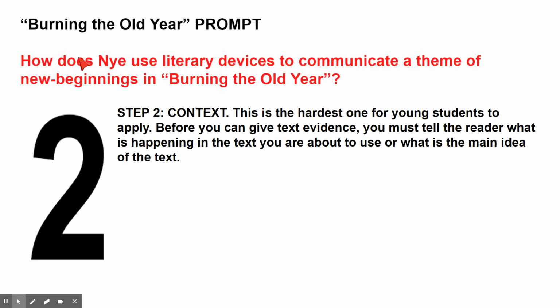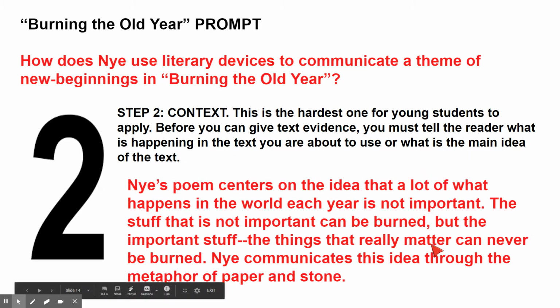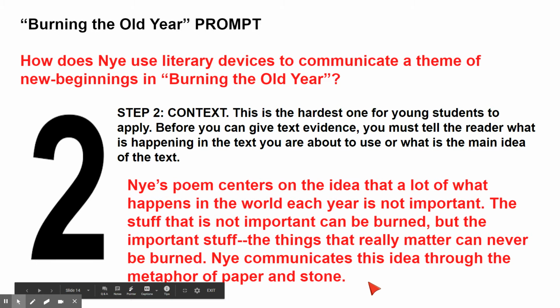So an example of context that answers this prompt might look like this. Nye's poem centers on the idea that a lot of what happens in the world each year is not important. The stuff that is not important can be burned, but the important stuff, the things that really matter, can never be burned. Nye communicates this idea through the metaphor of paper and stone. So there's context. I'm telling you a little bit about what this poem is about. What is the main idea of this poem? So it's going to be topic sentence, then context. Okay, notice that here I've written 3 sentences. So context is something that takes time and thoughtfulness, like all good writing.